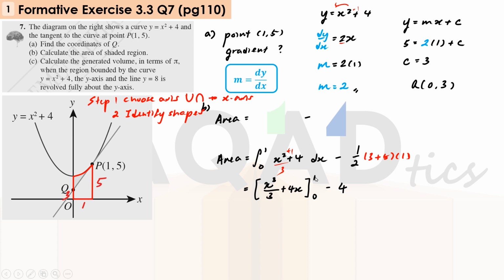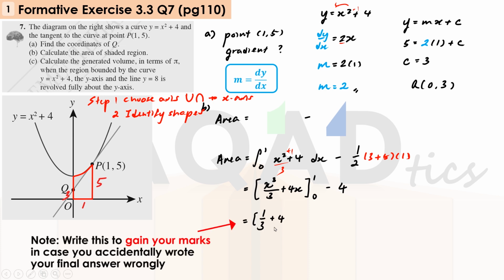Then later on for this one, you substitute 1 inside first, write out the working, alright, and then we minus the value that we sub 0. So this one, I just put 0 because if you substitute 0, everything will become 0, right? So we just put the 0. Then later on, we just simplify and we'll get our answer, which is 1 over 3 unit square.